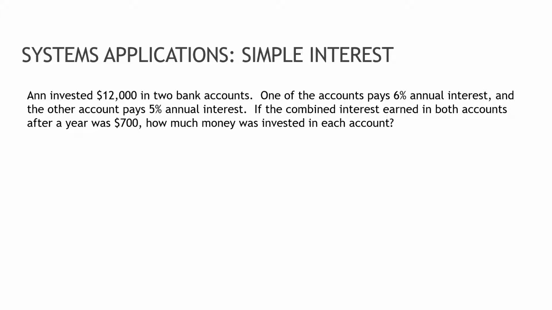So now let's take a look at a simple interest application, and just as a reminder, I'm sure you don't need it, simple interest is I equals PRT, principal times rate times time. In this question we have $12,000 total, so again we have a total, and then we've got some percentages. One of the accounts pays 6% annual interest, one account pays 5% annual interest. The combined interest in both accounts after a year was $700. The big question: how much money was invested in each account?